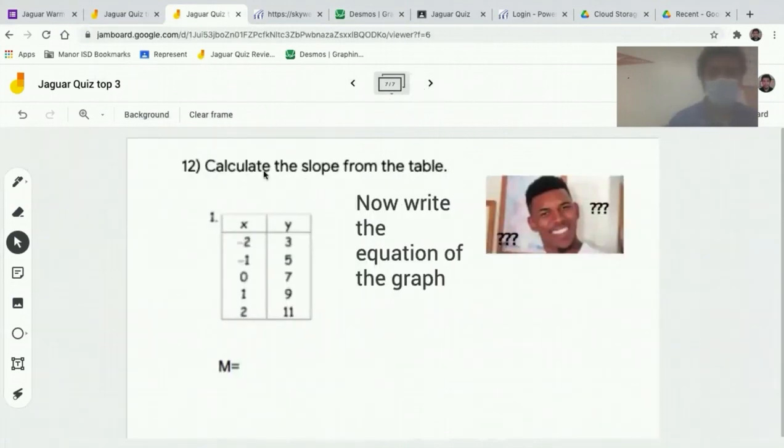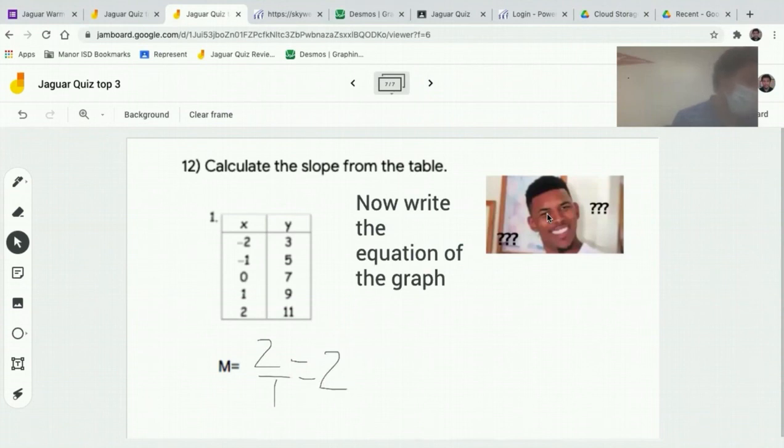So number 12 says calculate the slope from the table. Now we're going to write the equation of the graph. Some of y'all might look confused like this guy. This is the same thing that we did yesterday in the last class period. So first we calculate the slope. We already calculated the slope. It's 2 over 1, or just 2 for short.